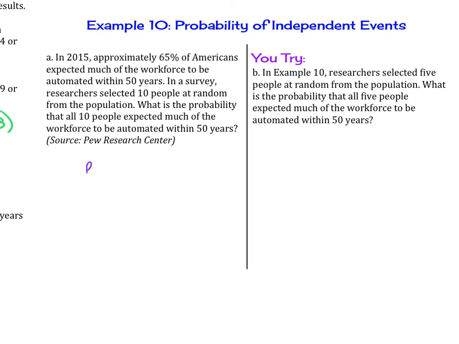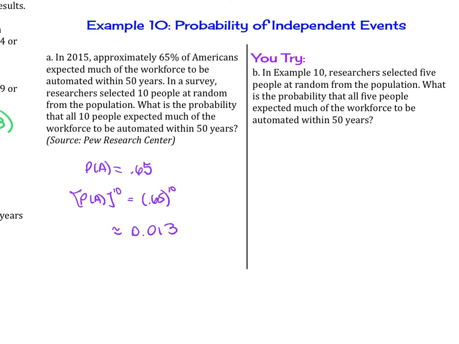So the probability of A is 65%, right, that someone chose that or thinks that it's going to be automated. So each person picks that. So it's 65. So if we pick 10, that all 10 are chosen, the probability of A is really raised to the 10th power. So it's 0.65 to the 10th power. And so that is going to be 0.013.